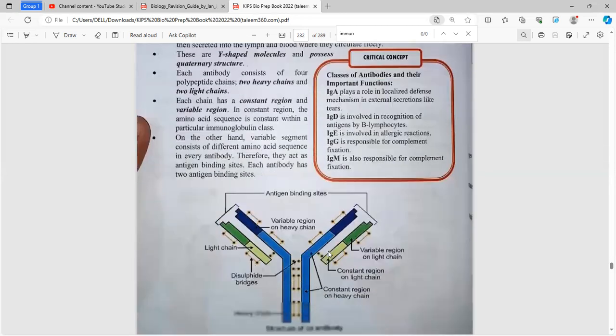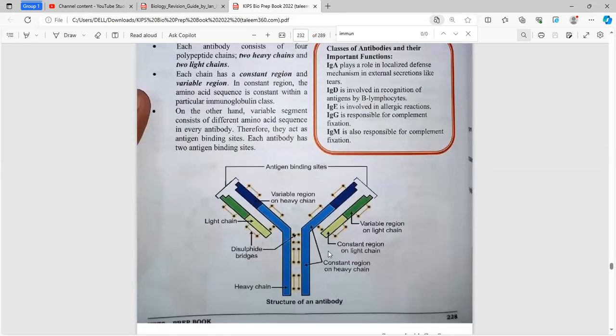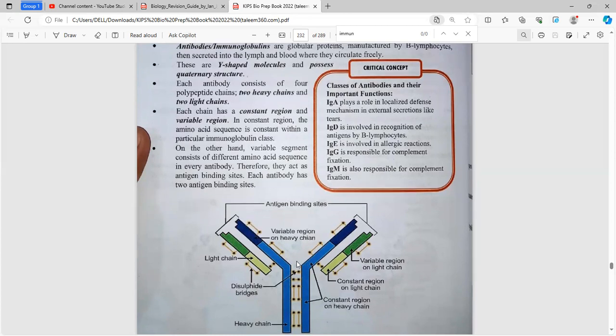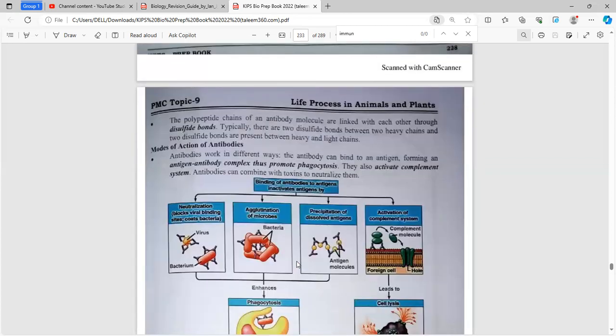Now, if we talk about the structure of the antibody, there are two types of chains, variable chains and constant chains. You need to know firstly that the antibody chains are linked by disulfide bridges. These disulfide bonds help to link the chains. As we talked about previously, the antigen always binds on the variable chain, not on the light chain. So the variable chain is the antigen-antibody binding site.